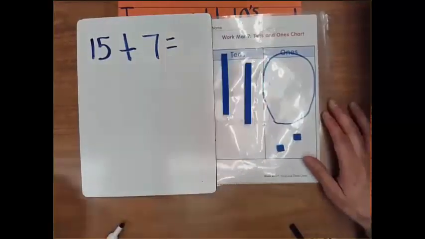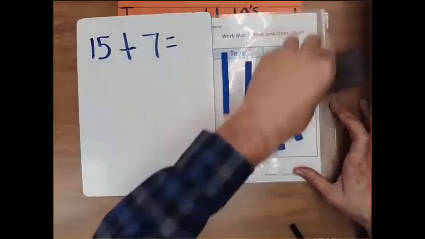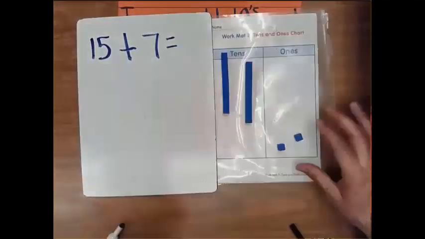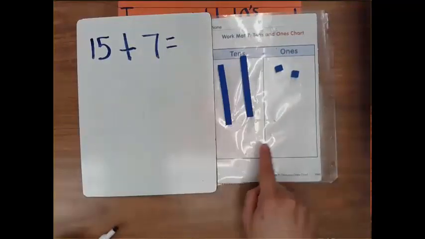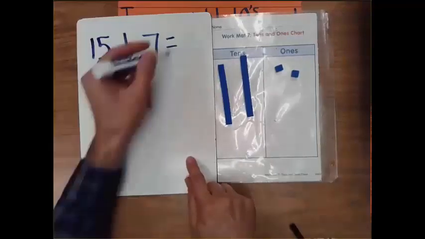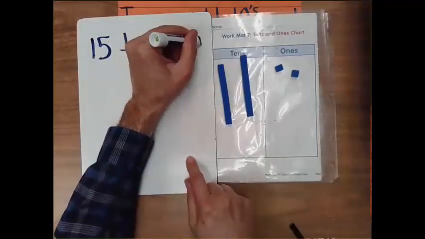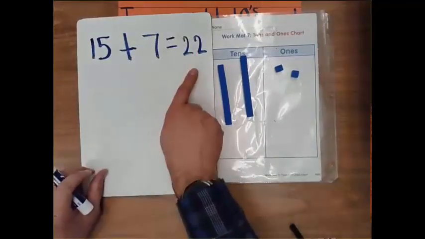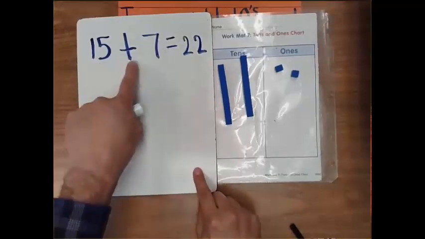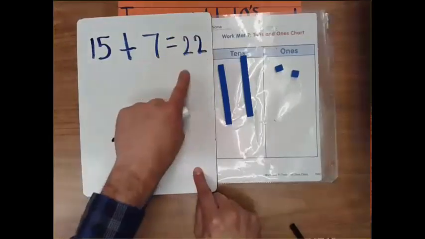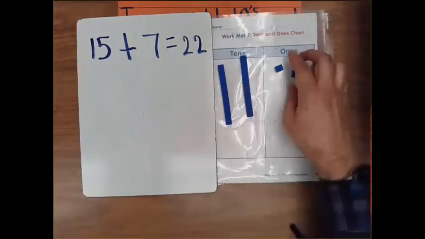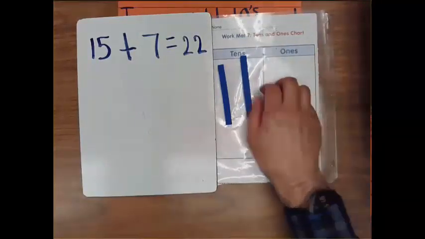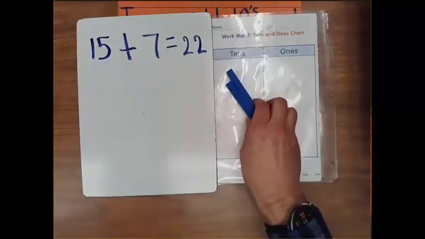Okay, so now I have the answer. So I have 2 10s and 2 1s. That makes 2 10s. And 2 ones makes 22. So if I have 15 plus 7, I have 22. And I got that by regrouping. Okay, so let's try another one.